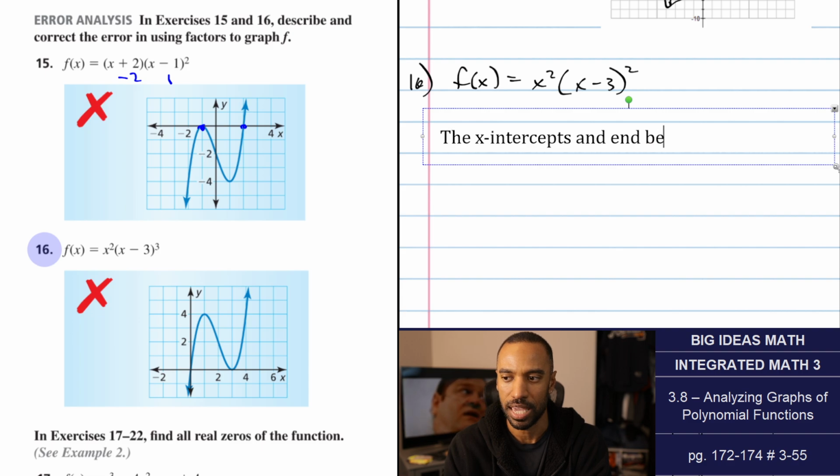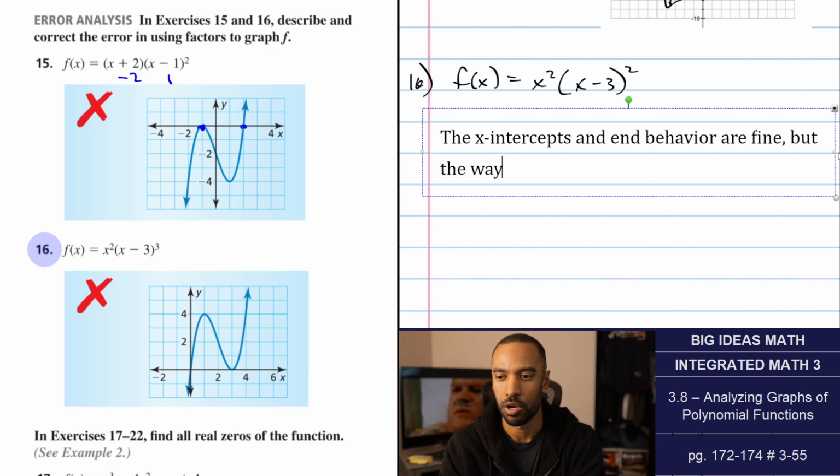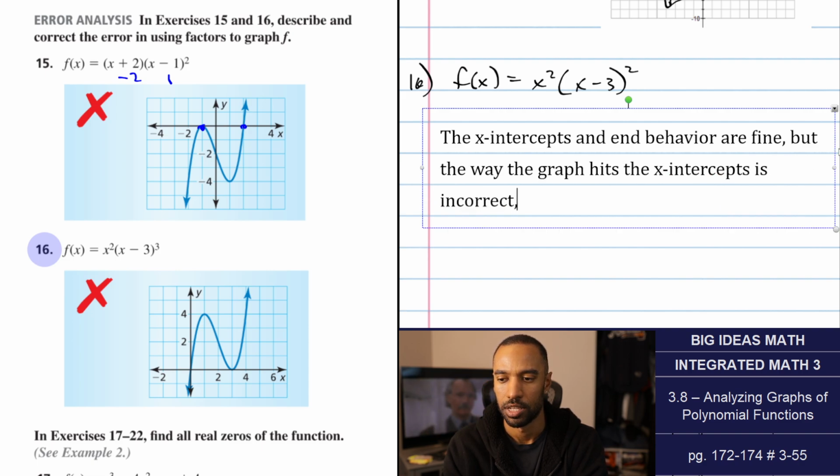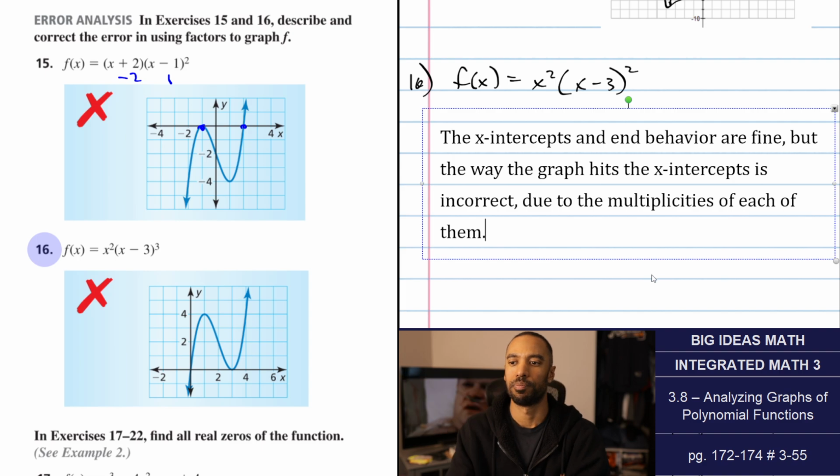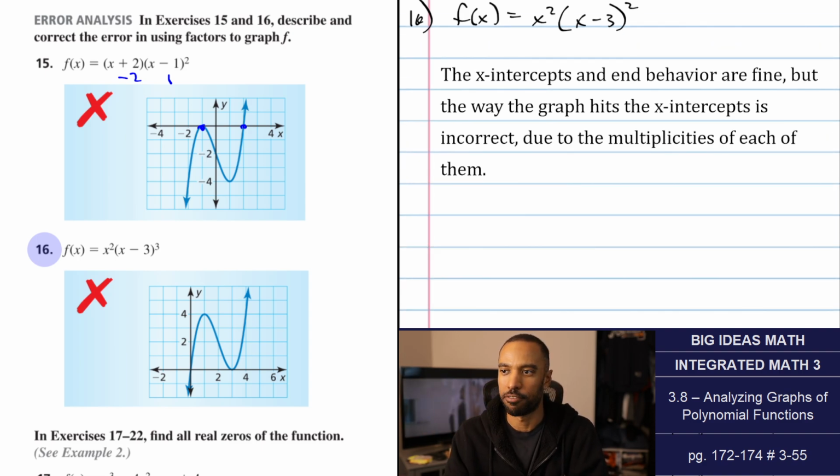By the way, with the x-intercepts being fine, an x-intercept of 0 also means a y-intercept of 0, which means that one's also fine. But the way the graph hits the x-axis, hits the x-intercepts, is incorrect due to the multiplicities of each of them. So at x equals 0, keep in mind for your x-intercepts, your x-intercept here is 0. That is a multiplicity of 2. That means it should bounce off of the 0.